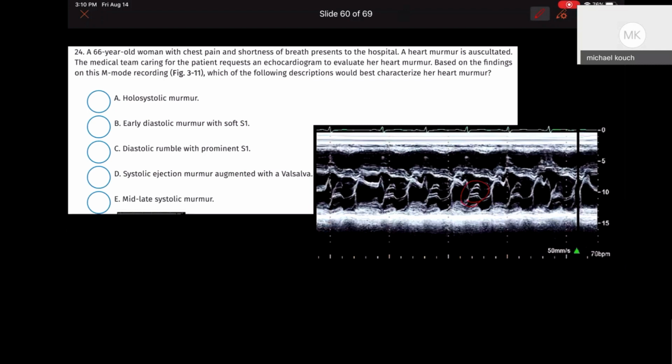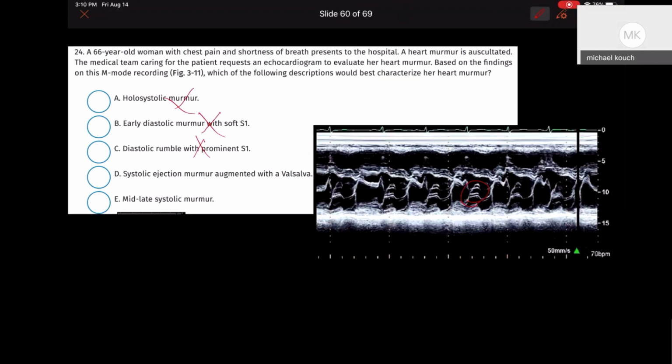So let's go back to our medical school days. When do we hear a mitral valve prolapse murmur? Is it a whole systolic murmur? No. Early diastolic murmur with a soft S1? No. Good. Diastolic rumble with a prominent S1? No reason for that, right? Would it be affected by Valsalva? Yes, I think it would. I don't know. Ask one of the guys taking medicine boards this year.